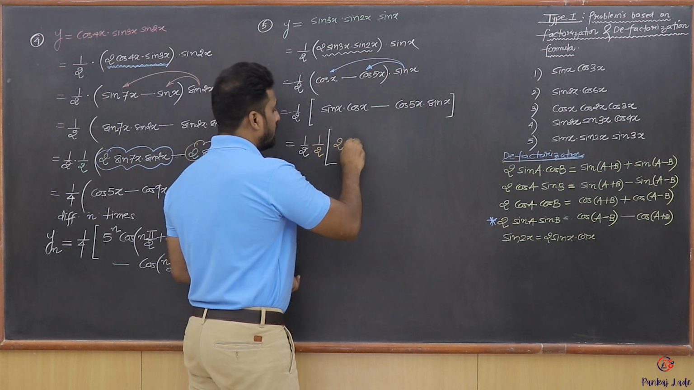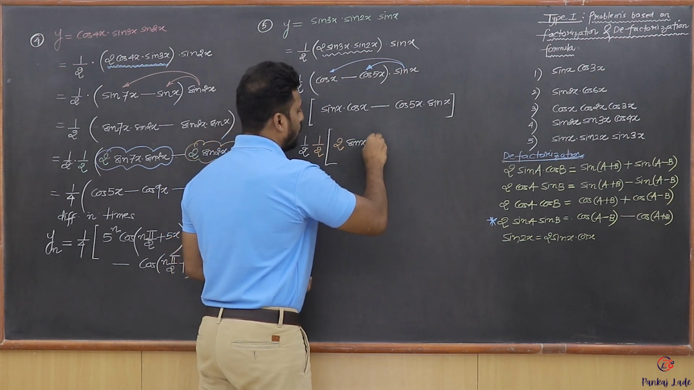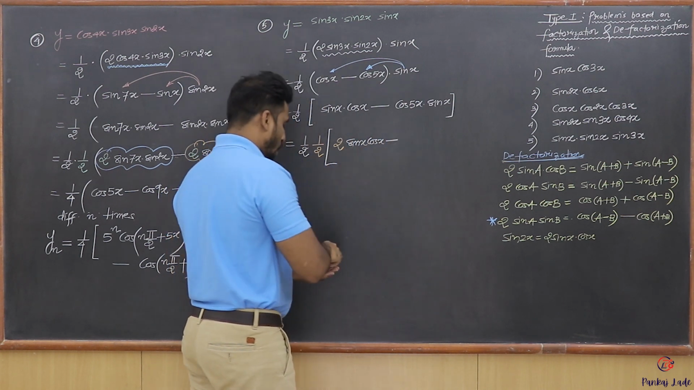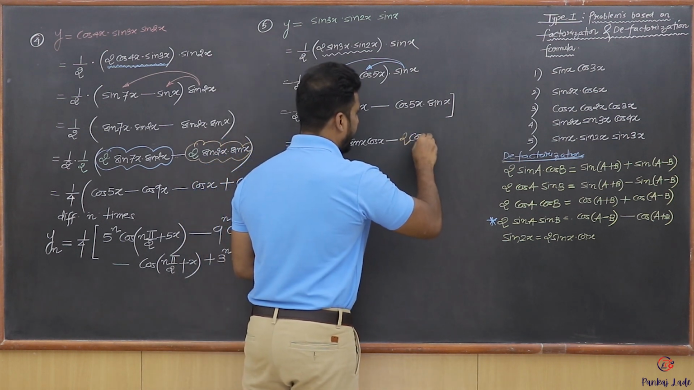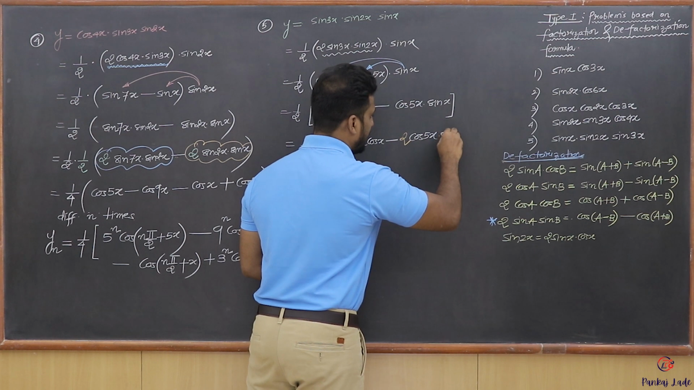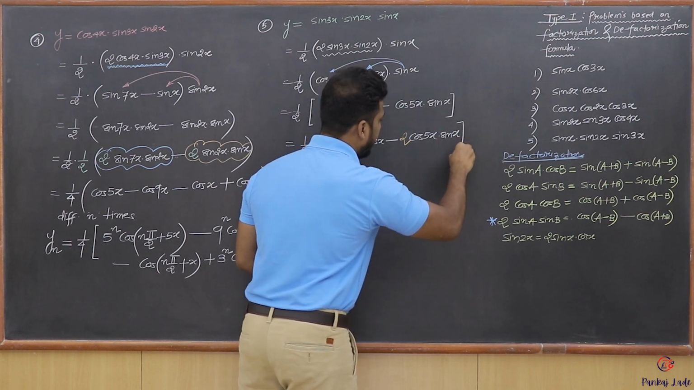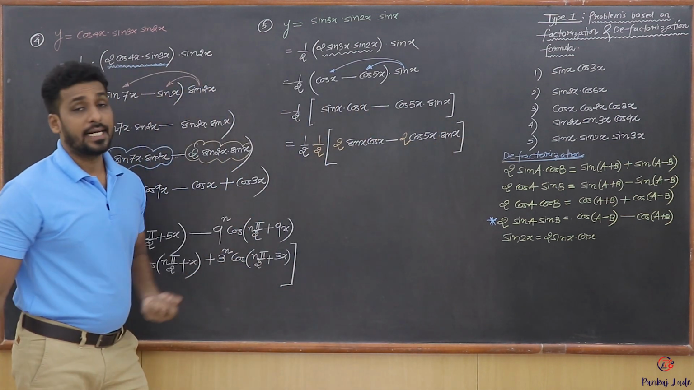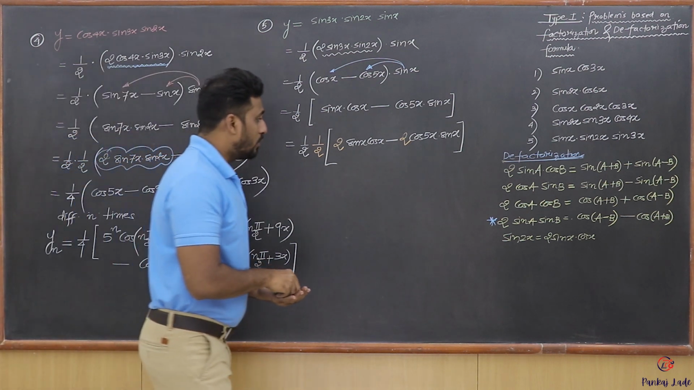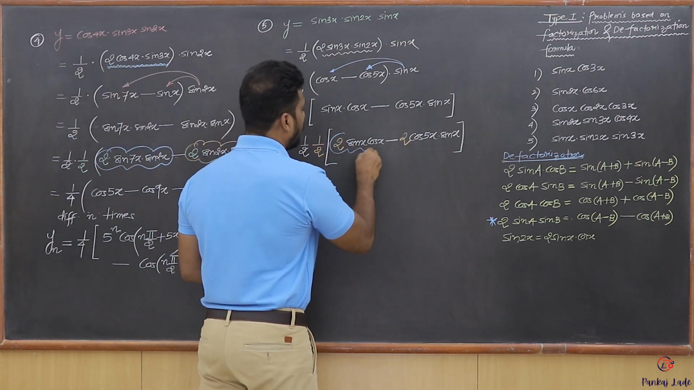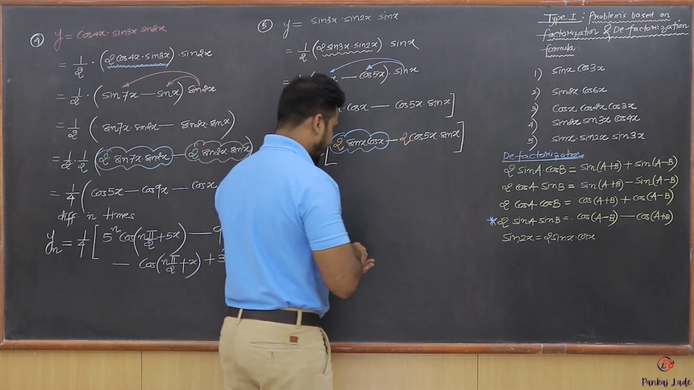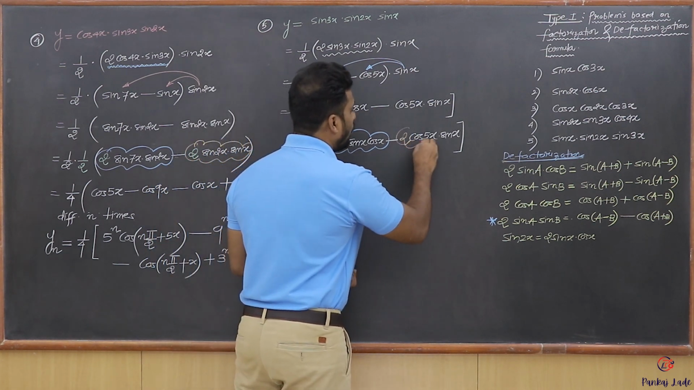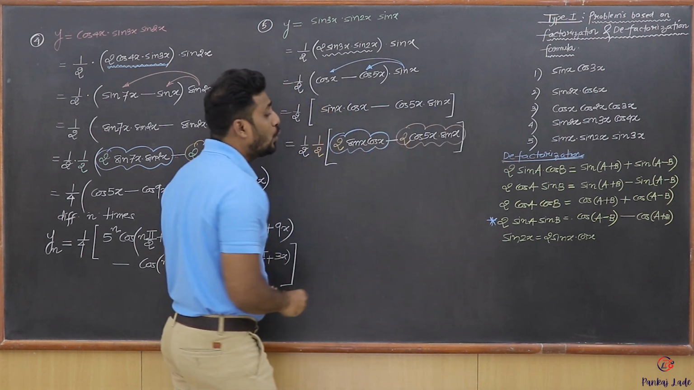That just meant sin x into cos x minus, again I write 2 cos x, or I say cos 5x into sin x, isn't it? The 2 is adjusted very properly. So you can observe the very first term here, 2 sin x into cos x, is simply the formula of sin 2x, and you can observe the second term which is present over here, 2 cos 5x into sin x.